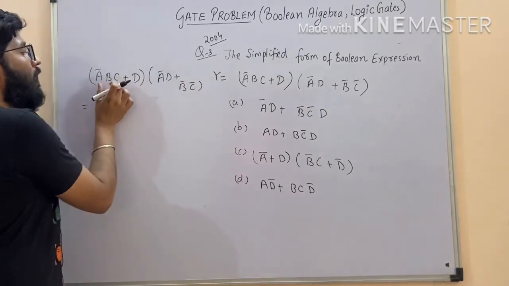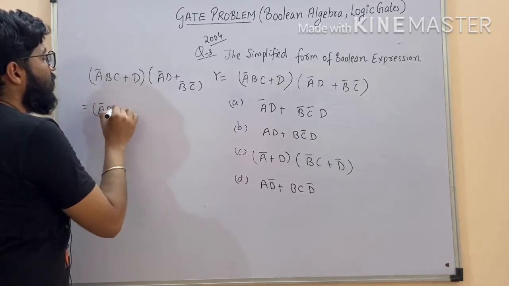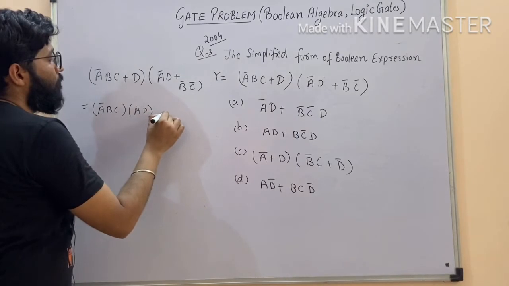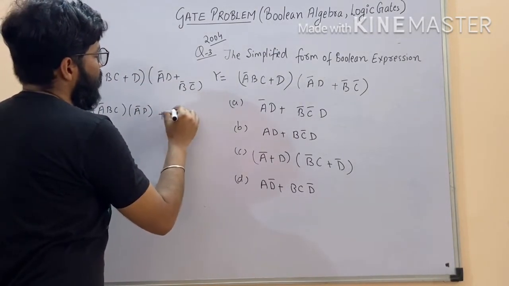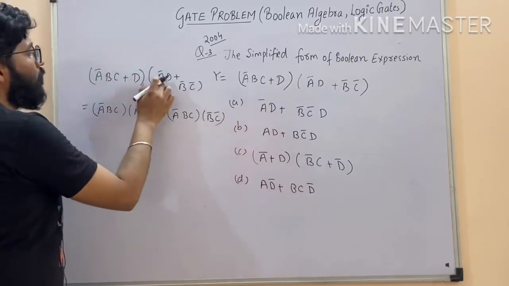Now you have to multiply by this. You will get a complement b c and a complement d, plus you have to multiply by this. You will get a complement b c and b complement c. Now you have to multiply by this.